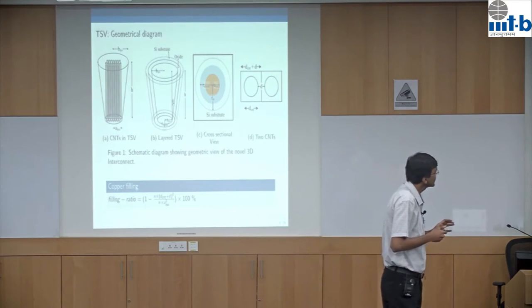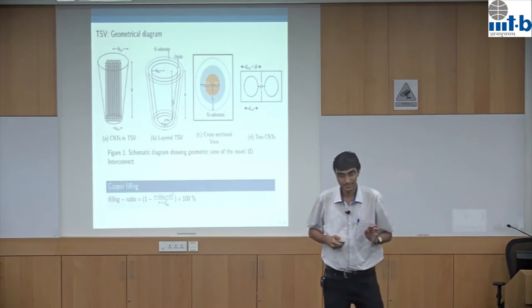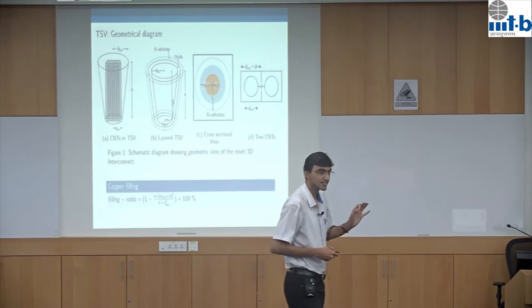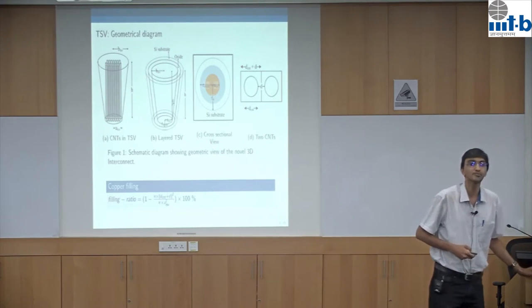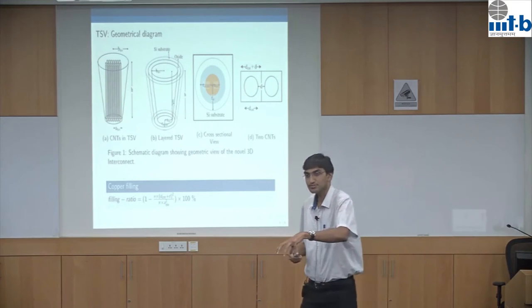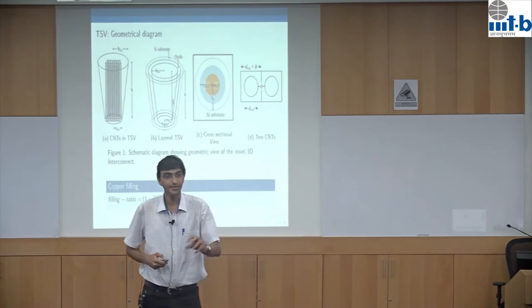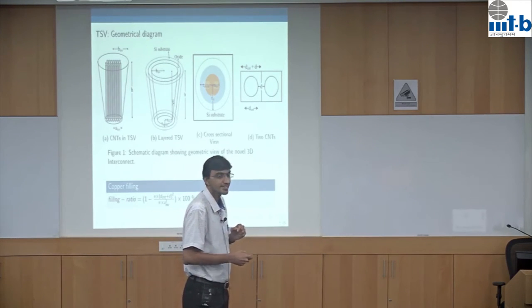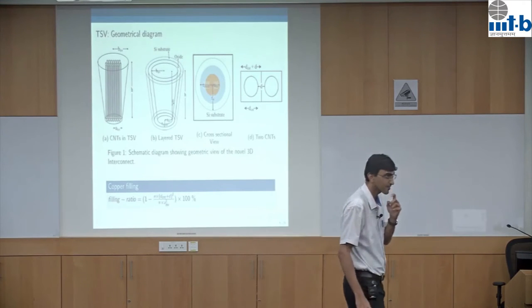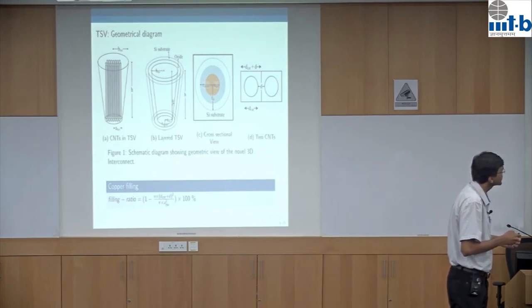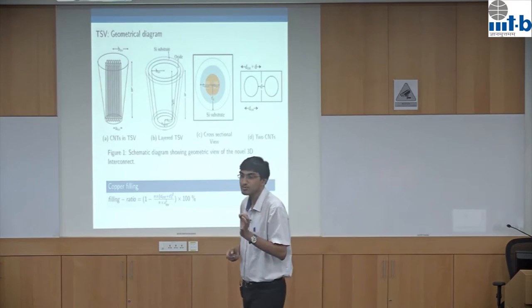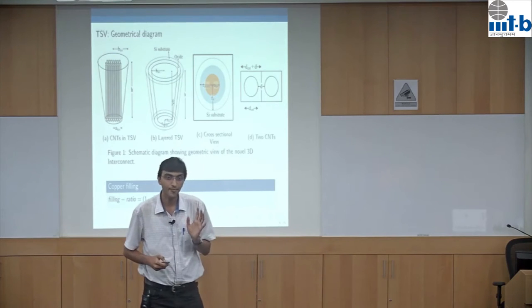If I look into the cross-sectional view, this A TSV I have written, and then I have written R of oxide. These are nothing but the radius. A TSV is the bottom side of the via, and that is the radius of that. And R oxide is from this point till the oxide region. And then this is nothing but the carbon nanotubes, rather single-walled carbon nanotubes, cross-sectional area.